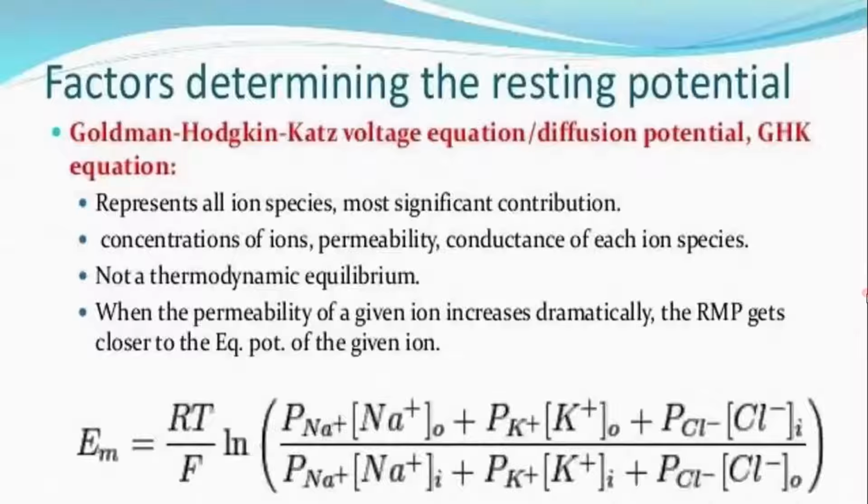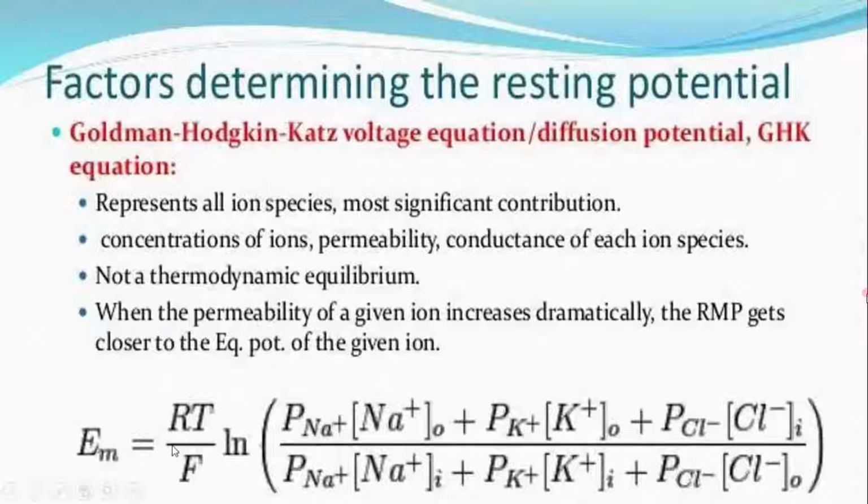So till now we have discussed two factors. One is the permeability and concentration of different ions, then the equilibrium potential and the Nernst equation. Now there is another equation which is called the Goldman-Hodgkin-Katz equation or Goldman constant field equation. The formula is nearly the same as your Nernst equation, but here we are considering all the ions at a time, and we are also considering the concentration as well as the permeability of different ions.